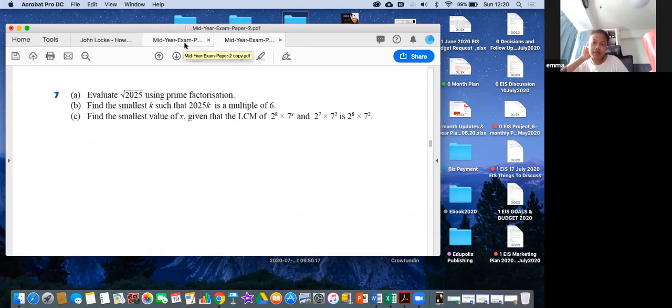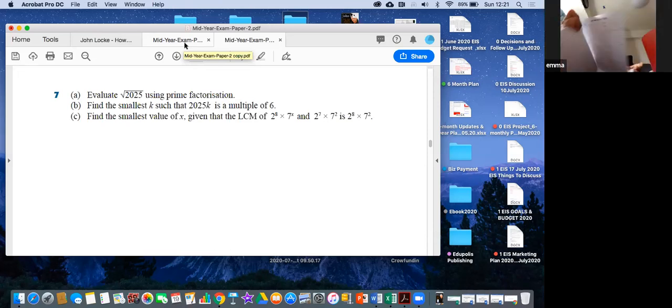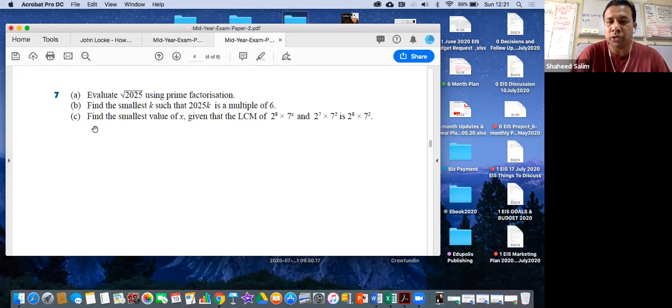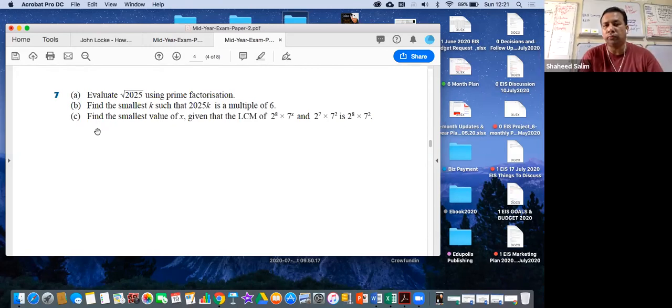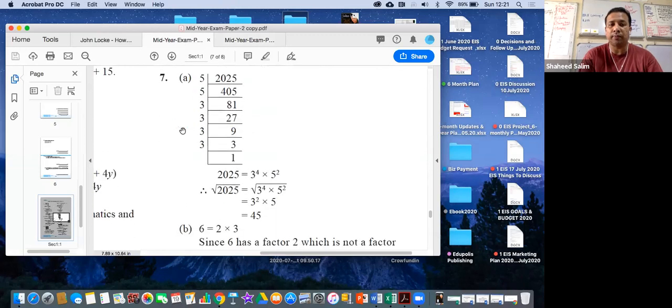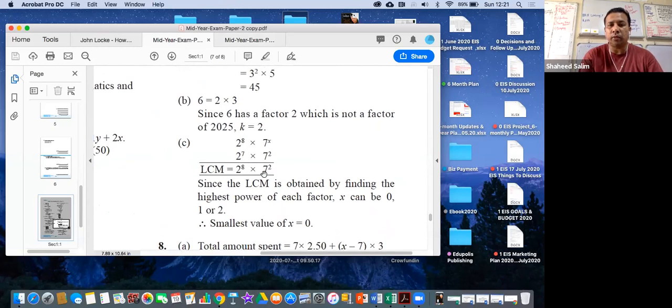45. 45, okay. Find the smallest value for k such that 2025 is a multiple of 6. What's your answer? I don't know. What about C? 10. Okay, what's the answer for C? 2 to the power of 8 times 7 to the power of 2. Let us see whether C is right.